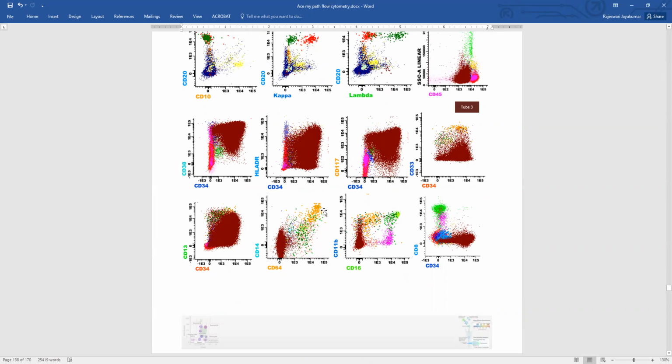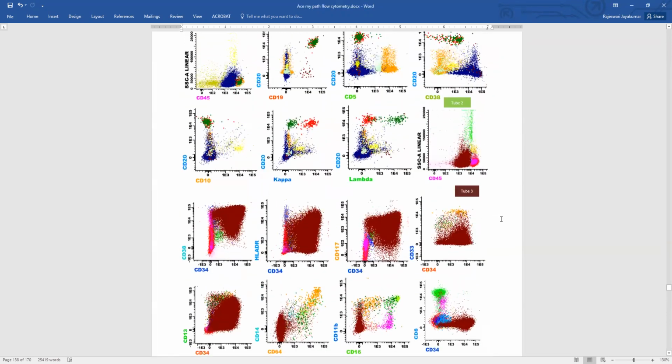And here are the monocytes, which are painted orange, that are positive for both CD14 and CD64. These are negative for CD11b. Again, monocytes are positive for CD11b, and also some of the maturing granulocytes and neutrophils are positive for CD11b. Our blasts are negative for CD8.